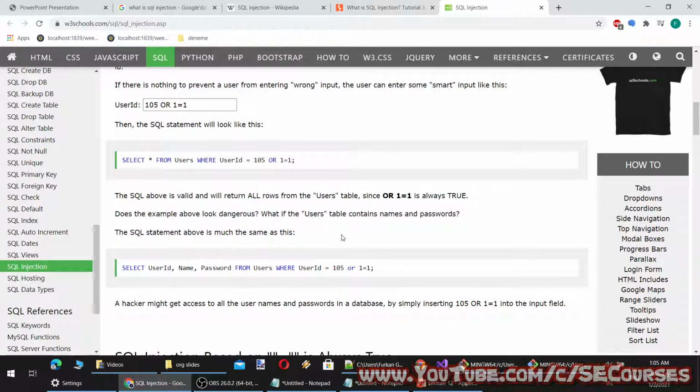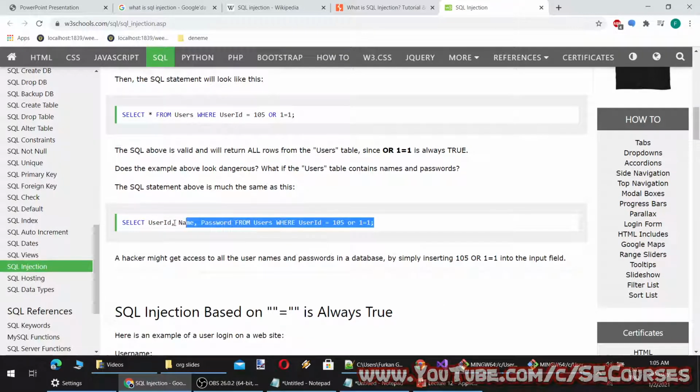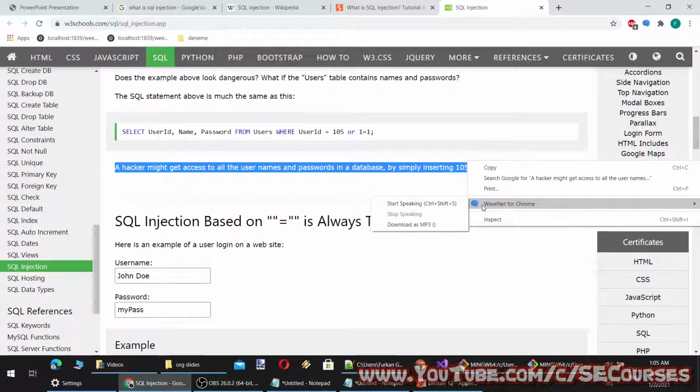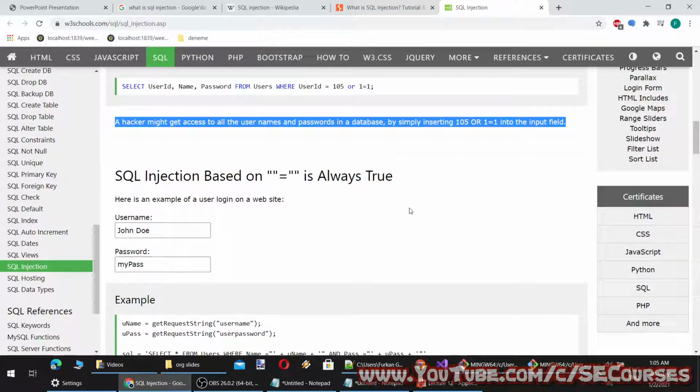The SQL above is valid and will return all rows from the users table, since OR 1 equals 1 is always true. Does the example above look dangerous? What if the users table contains names and passwords? The SQL statement above is much the same as this. A hacker might get access to all the usernames and passwords in a database by simply inserting 105 OR 1 equals 1 into the input field.